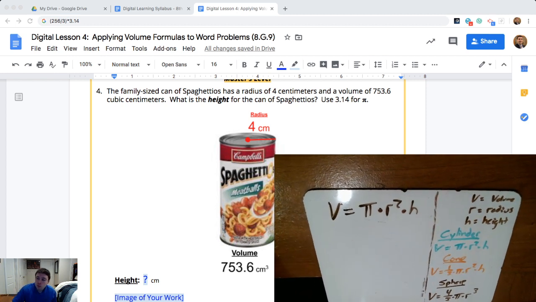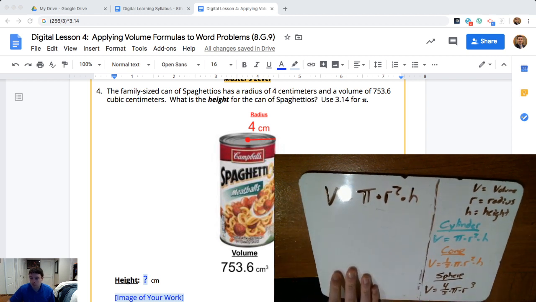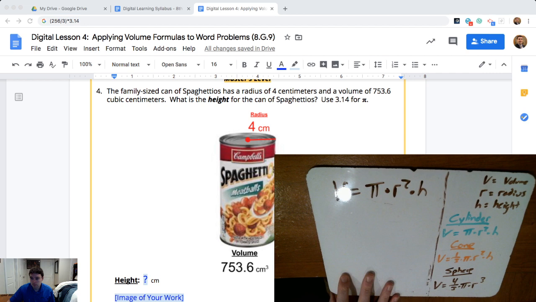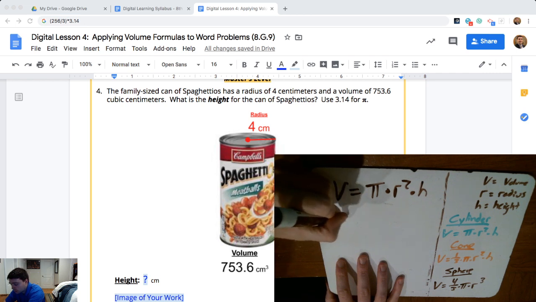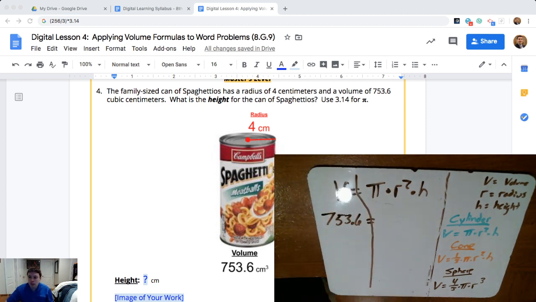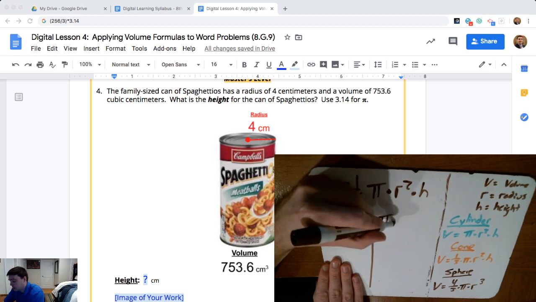We see 2 key pieces of information. This time we know the volume, and the volume for that cylinder is 753.6 cubic centimeters. So I'm going to plug that volume, 753.6, in for V into this equation. We also know what the radius is. We know the radius is 4 centimeters for this cylinder. So pi is just 3.14. That's not a variable. It's just an irrational number.